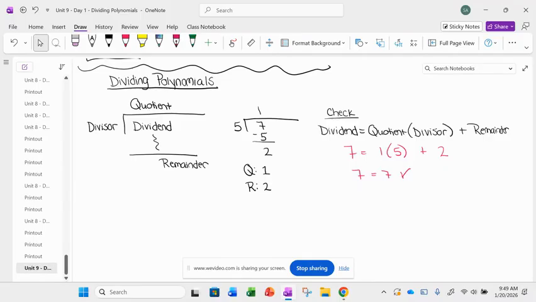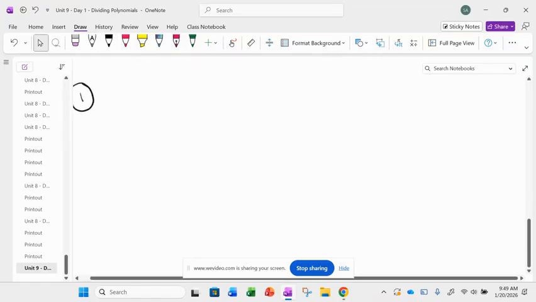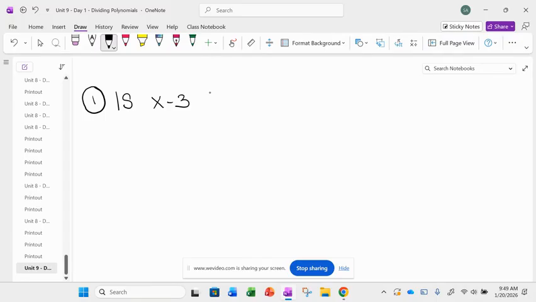So my next question is x minus 3 a factor of 4x squared minus 5x minus 3?